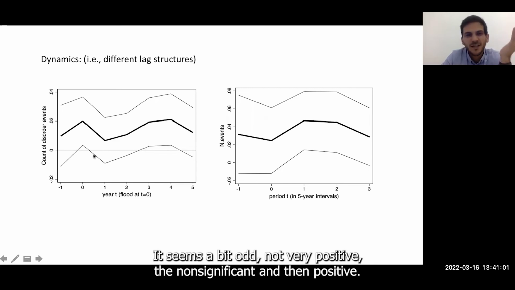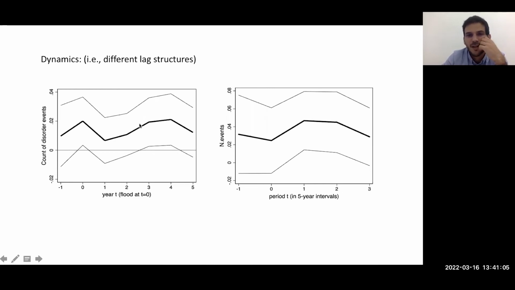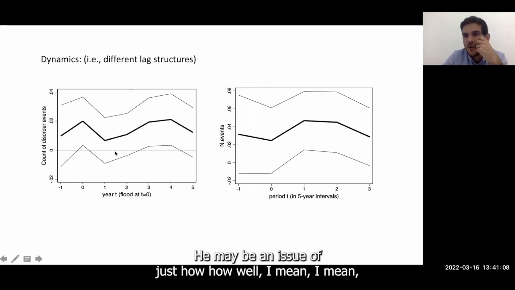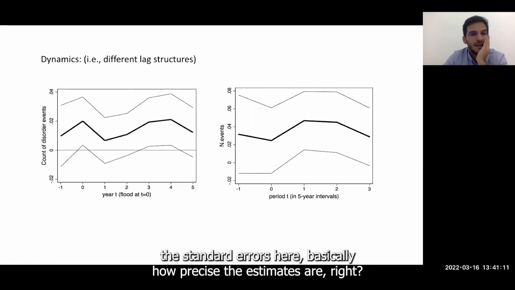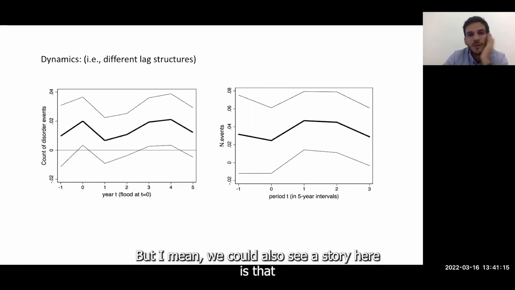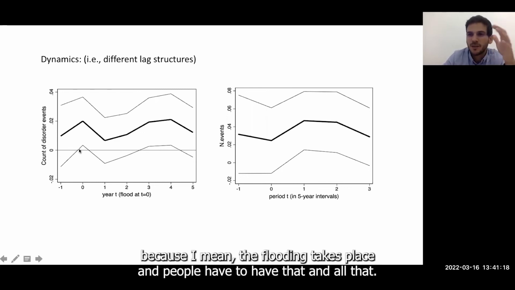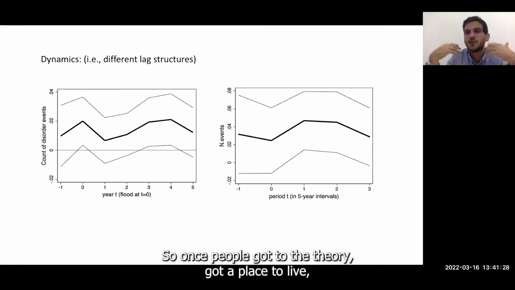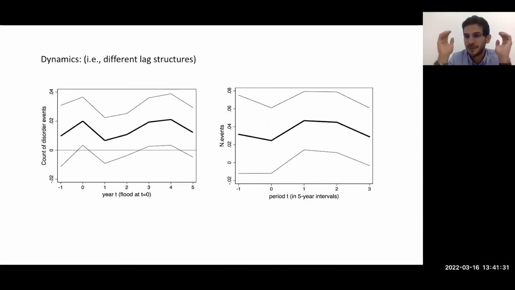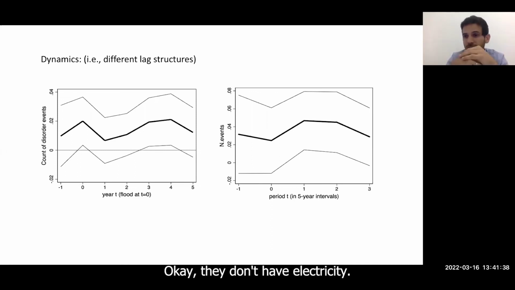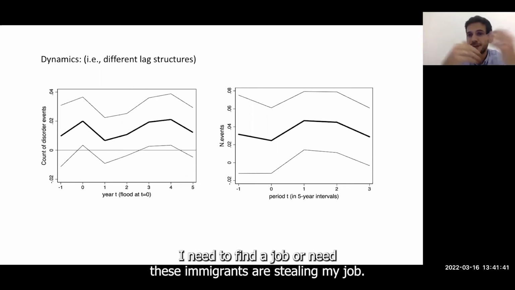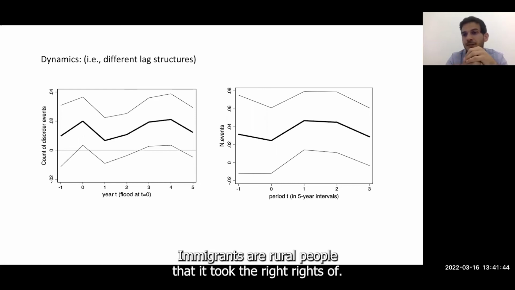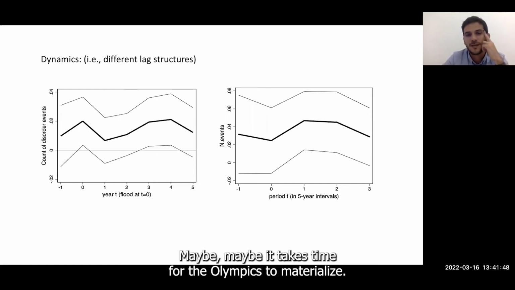It seems a bit odd, no? That it's positive, then non-significant, and then positive. It may be an issue of how precise the estimates are, standard errors basically. But we could also see a story here. Maybe there is a contemporaneous effect because the flooding takes place and people have to adapt. And then this effect in year 3 and year 4 could actually be the outcome of this population pressure. Once people got to the city and got a place to live, they calm down. After some years, they start protesting: I don't have electricity, I need to find a job, or these immigrants are stealing my job. These immigrants are rural people that just arrived. So maybe it takes time for the effect to materialize.